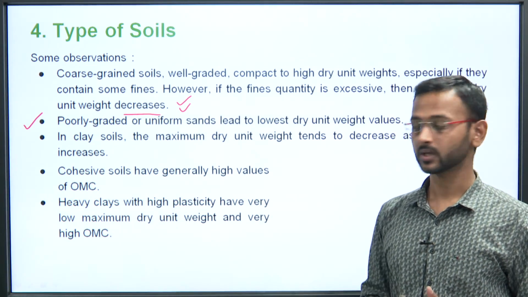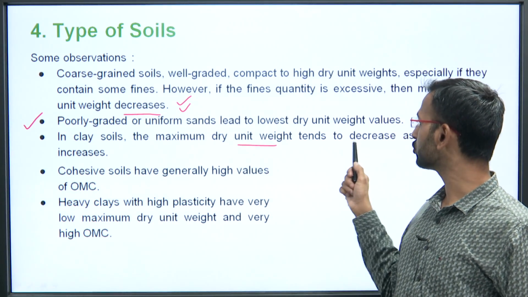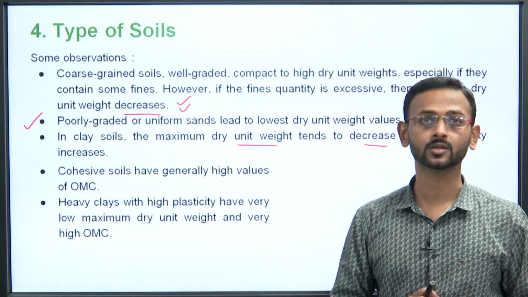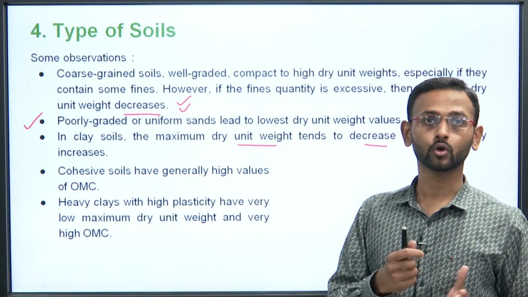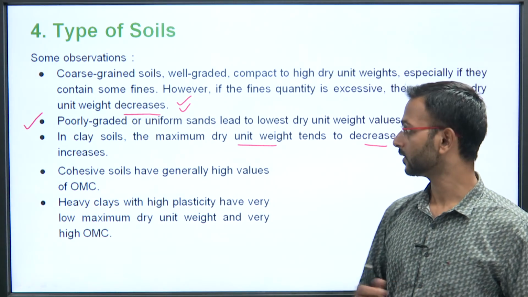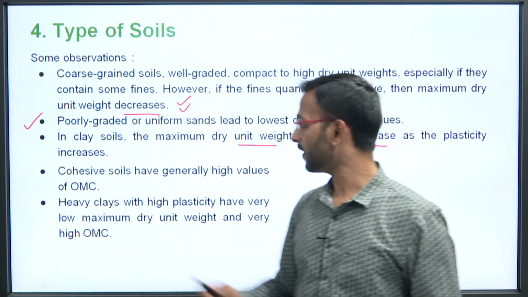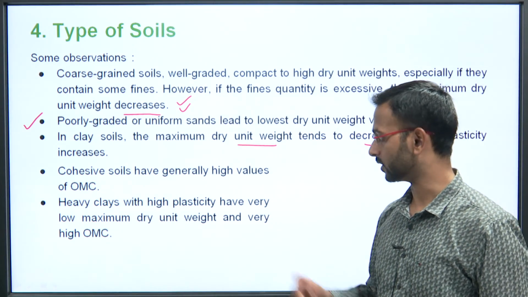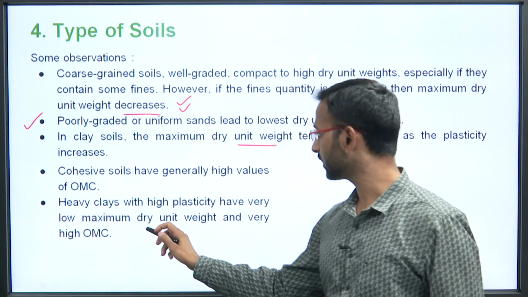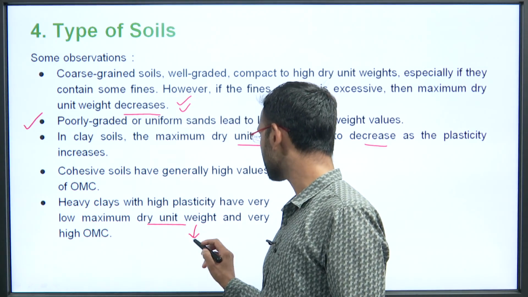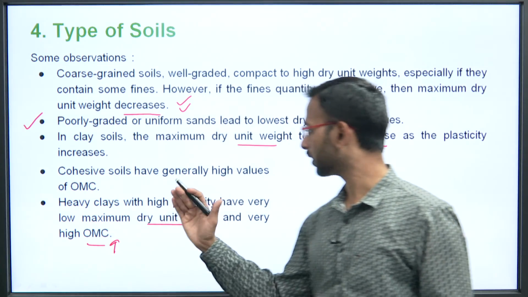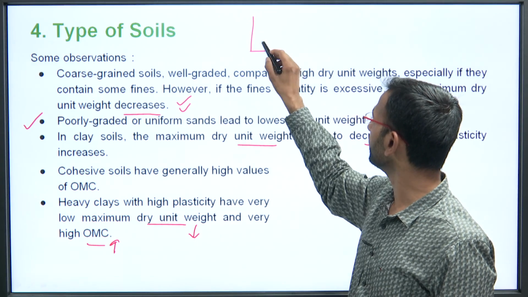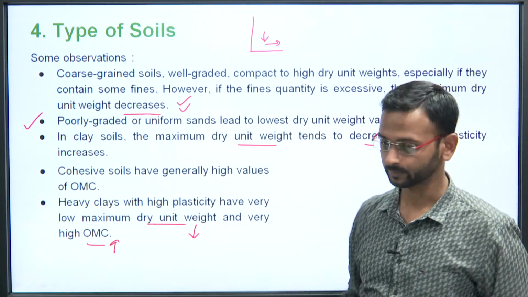In clay soils, what happens? In the clay soils the maximum dry unit weight tends to decrease as the plasticity increases, that we have discussed. Now the cohesive soils generally have high values of OMC, that we have seen in the graph. Heavy clays with high plasticity have very low maximum dry unit weight and very high OMC. Remember that this gamma D value is slightly lesser and OMC is slightly more. So the graph shifts slightly to the right and to a slightly lower value here.